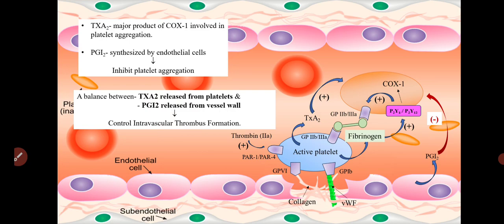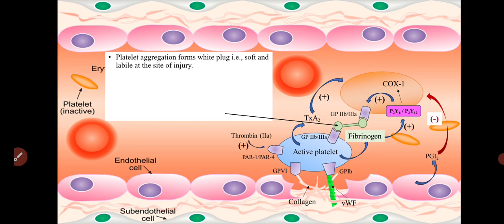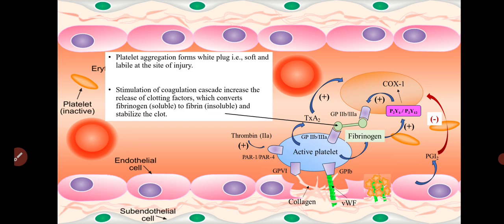The balance between thromboxane A2, which is released from the platelet, and prostacyclin, which is released from the vessel wall, is necessary to control the intravascular thrombus formation. Platelet aggregates form the white plug, which is soft and labile and unstable at the site of injury. To make it more stable, there is a stimulation of the coagulation cascade, which increases the release of clotting factors, which convert fibrinogen, which is soluble or unstable, to fibrin, which is insoluble, and stabilize the clot.